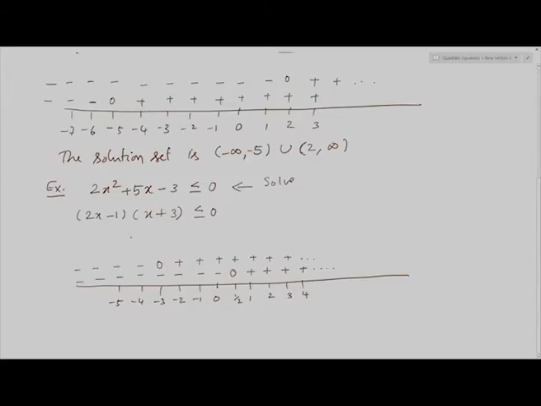So what we want is for the product of these factors to be less than or equal to 0. That is possible if they have opposite signs, which happens only in the interval between minus 3 and plus 1/2. Therefore, clearly we can write the solution. I have to include minus 3 because of the less than or equal to 0, so minus 3 is included, and similarly 1/2 is included. So this is the solution set for this inequality.